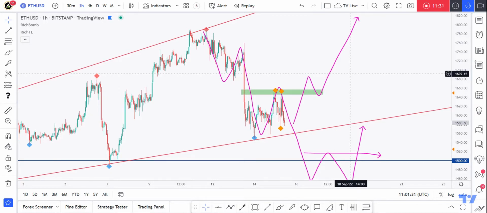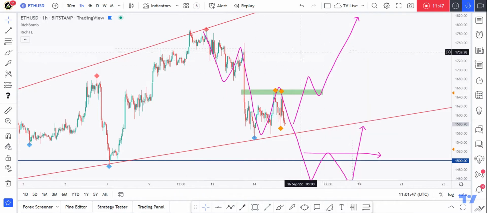Don't try to predict the exact bottom. Trading is reactive and not predictive. Wait, just like chess, right? Wait for your opponent to make the first move and then react accordingly. Wait for the market or the price action to make the first move, and then we react.